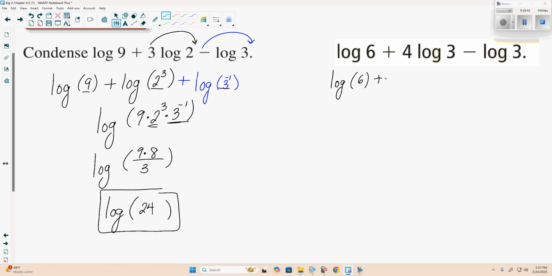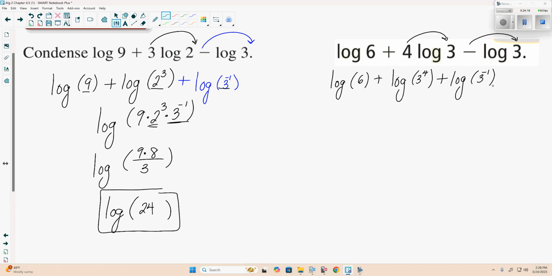The middle one, that 4 out front, we can return it back to an exponent, telling us that we have plus log of 3 to the 4th. And the last one, we can take this negative 1 and put it back, plus log of 3 to the negative first power. Questions on this so far?